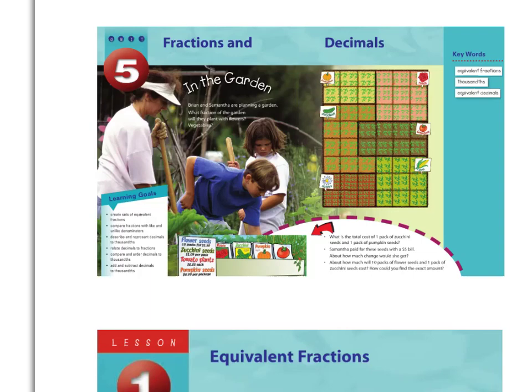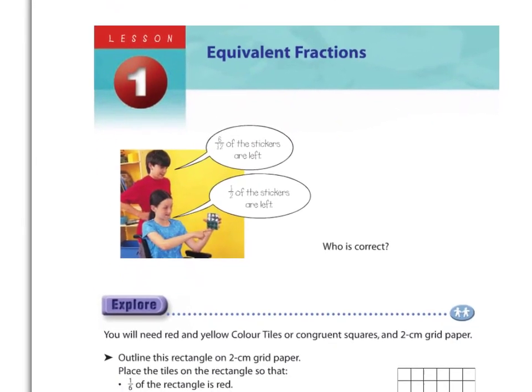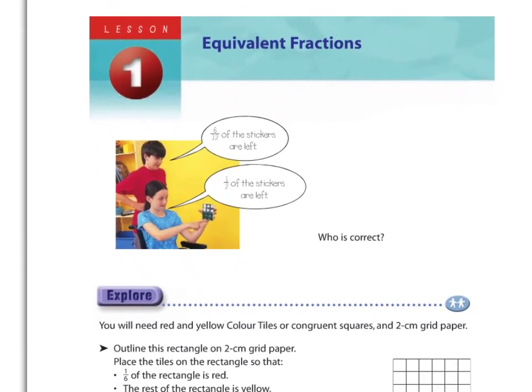Right, grade 5s, we are moving on to our next unit. It has to do with fractions and decimals. We will be working on equivalent fractions, comparing fractions with unlike denominators, describing and representing decimals to the thousandths, relating decimals to fractions, comparing and ordering decimals to the thousandths, and lastly, adding and subtracting decimals. Today, our first lesson has to do with equivalent fractions.